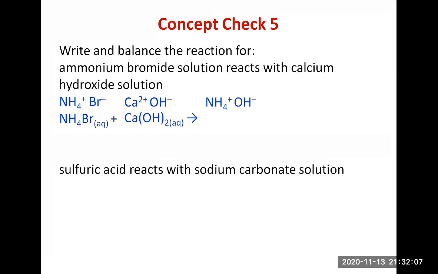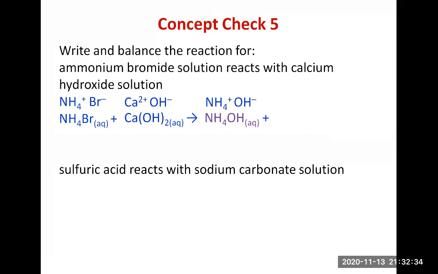NH4 plus OH minus, one of each ion will make a neutral formula. So it's NH4OH. And that's aqueous because ammonium always makes a soluble compound, no exception. And you keep the formula this way. You don't combine the hydrogens together. You want to recognize the ammonium and the hydroxide.